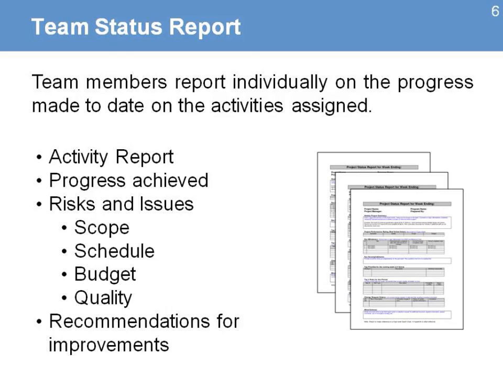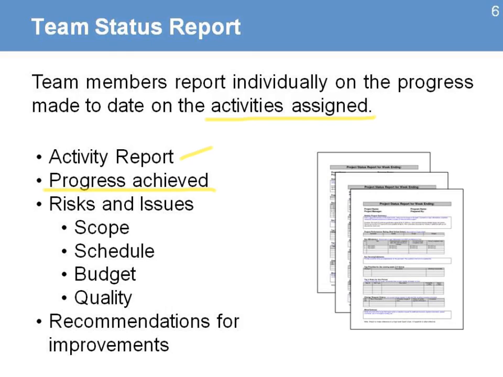The first one that we focus on is the team status report. The team members report individually on the progress made to date on the activities that were assigned. The activity report is information on the work assignments that tells us the type of activities each one of the team members were assigned to and what has been the progress achieved to date.